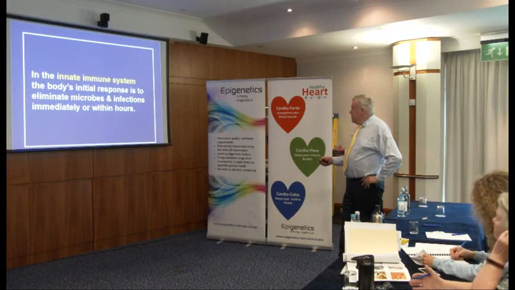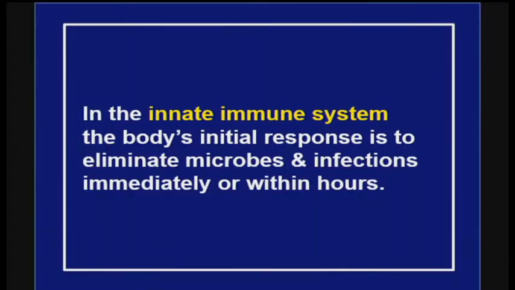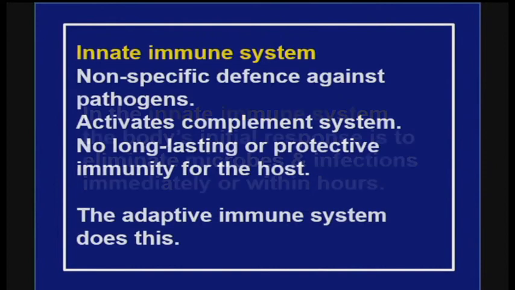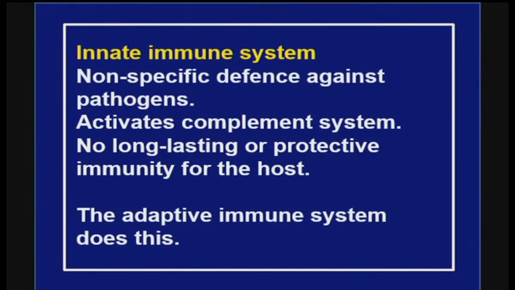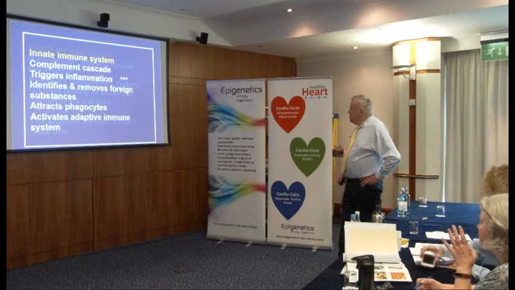So the innate immune system is the body's initial response to eliminate microbes and infections immediately or within hours. Non-specific defense against pathogens, it activates the complement. It has no long-lasting or protective immunity because it's always there, and the adaptive immune system does that. The adaptive gives us the protection and then the long-term immunity.